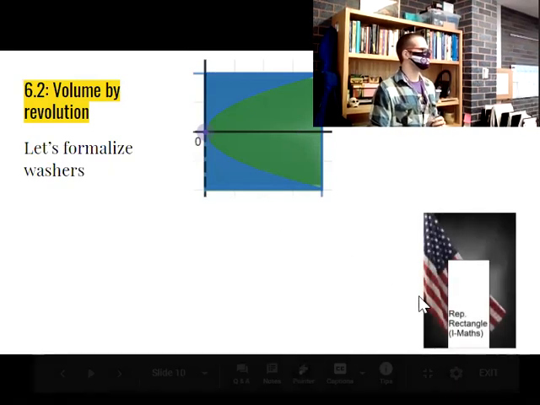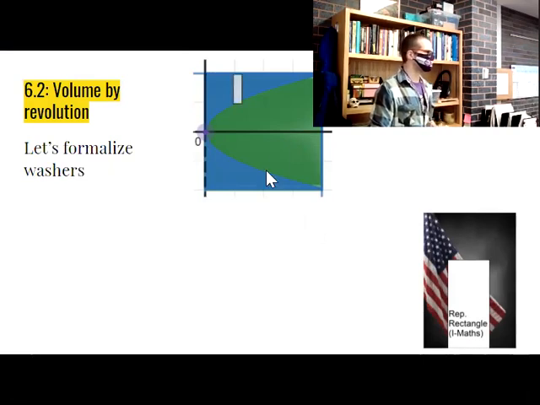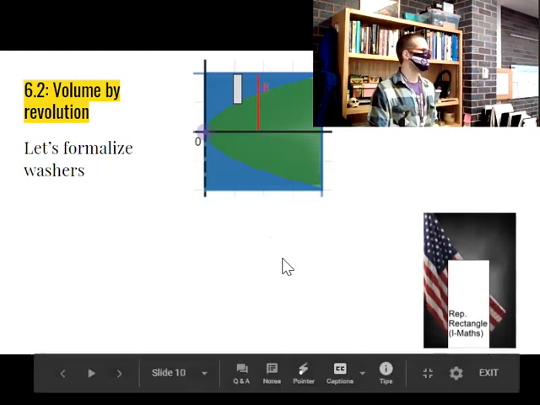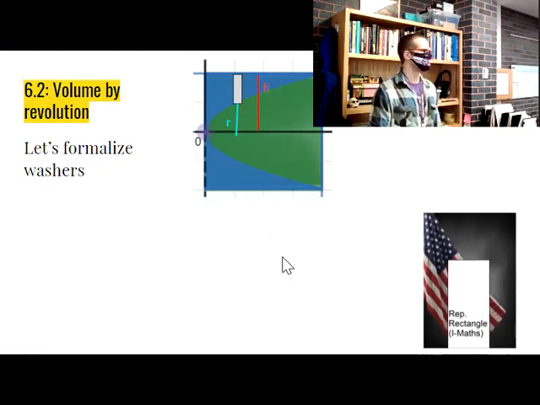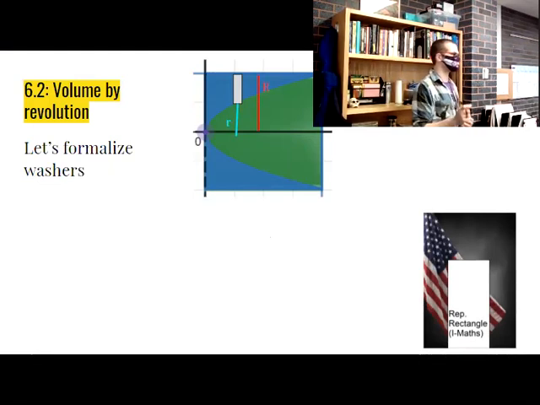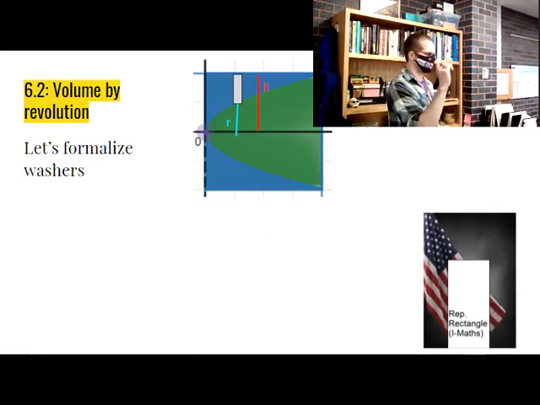So if we draw a representative rectangle, what a representative rectangle helps us do is identify what the different radii are here. We're revolving around y equals 0. So my big radius is 2 here. My little radius is square root of x. Again, the width of my representative rectangles is in terms of x. I'm saying that because next week we're going to look at what it looks like when it's not an x.